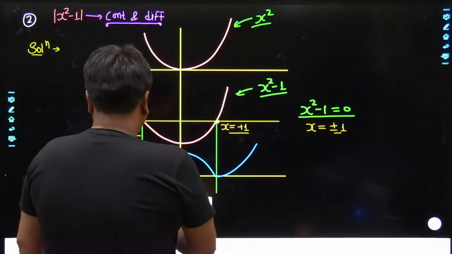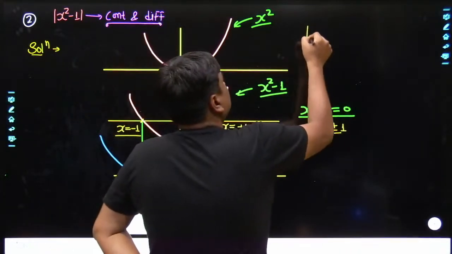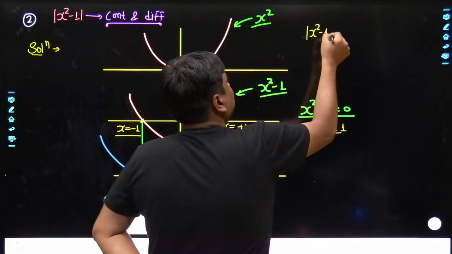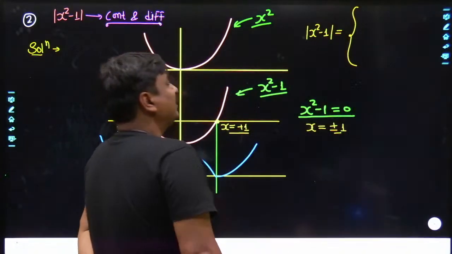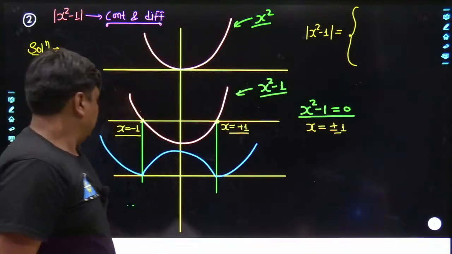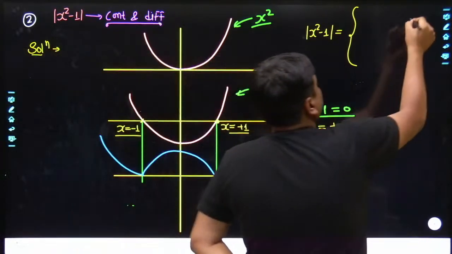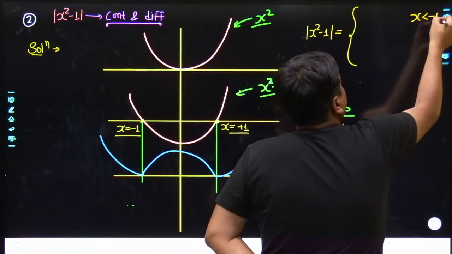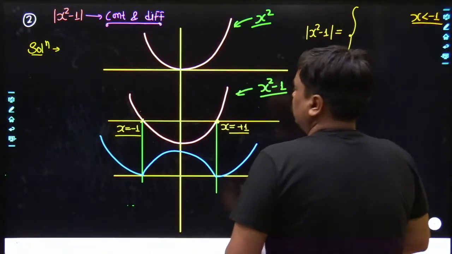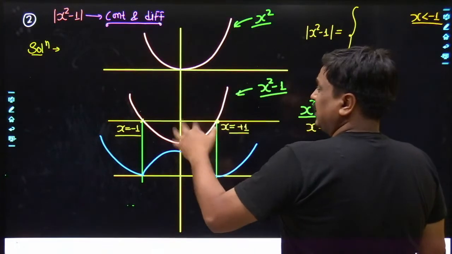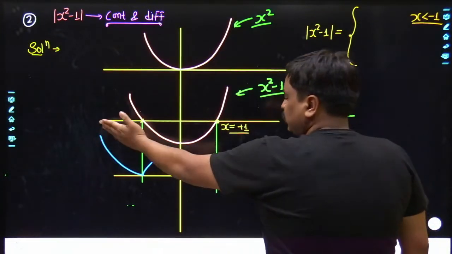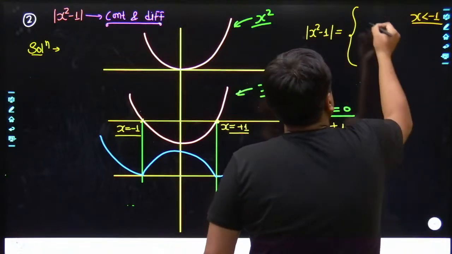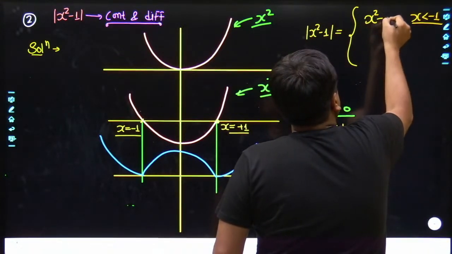So as far as this modulus function of x square minus 1 is concerned, we have to distribute it into 3 different zones of x. When x is lesser than minus 1, you yourself would be able to see there has not been any change as far as x square minus 1 is concerned, as well as this curve. So obviously it would remain as x square minus 1.